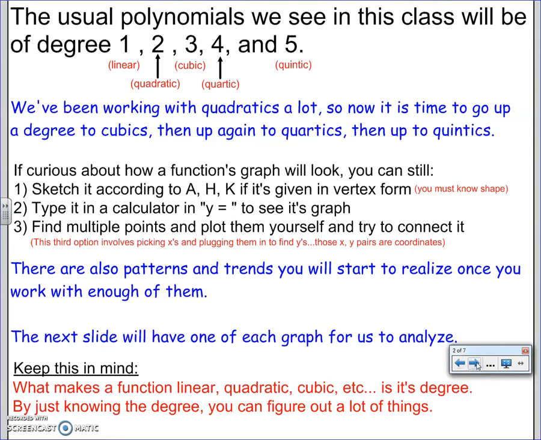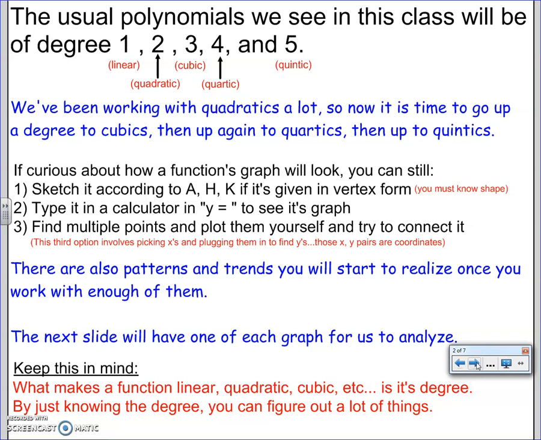So the usual polynomials we'll see in this class will be of degree 1, 2, 3, 4, and 5. You know 1 is linear, 2 is quadratic, 3 is cubic, 4 is quartic, and 5 is quintic. We've been doing a lot of quadratics, so now it's time to go up 1 degree to cubics, then up again to quartics, then up again to quintics.